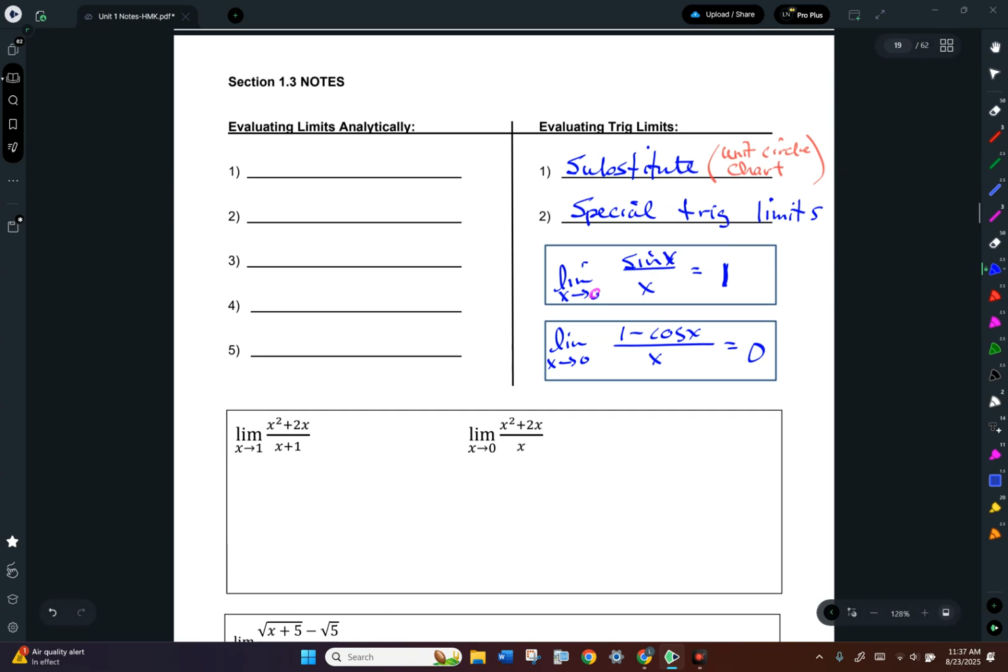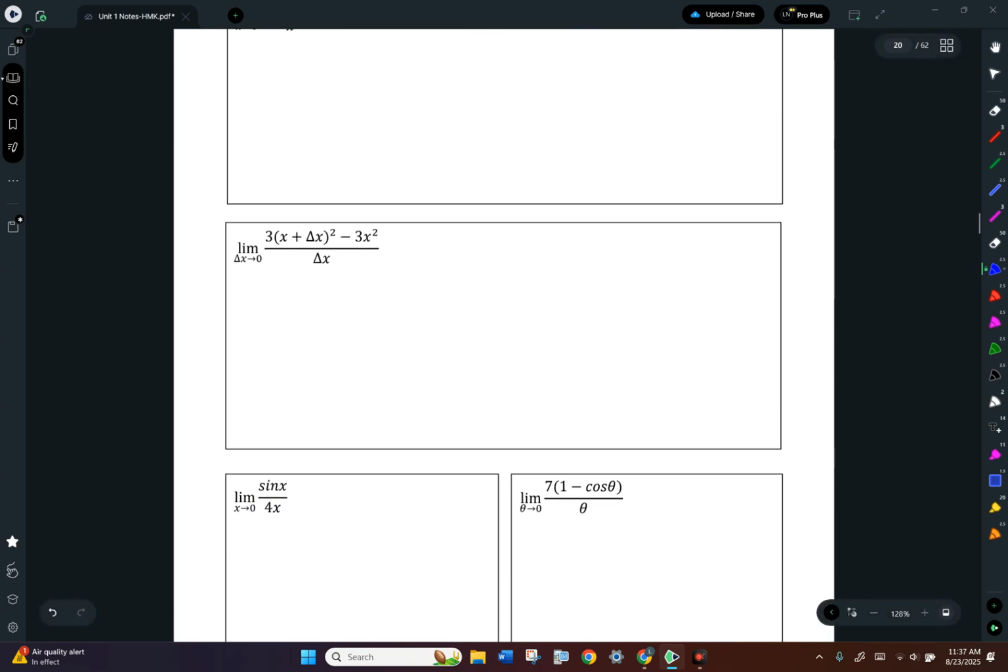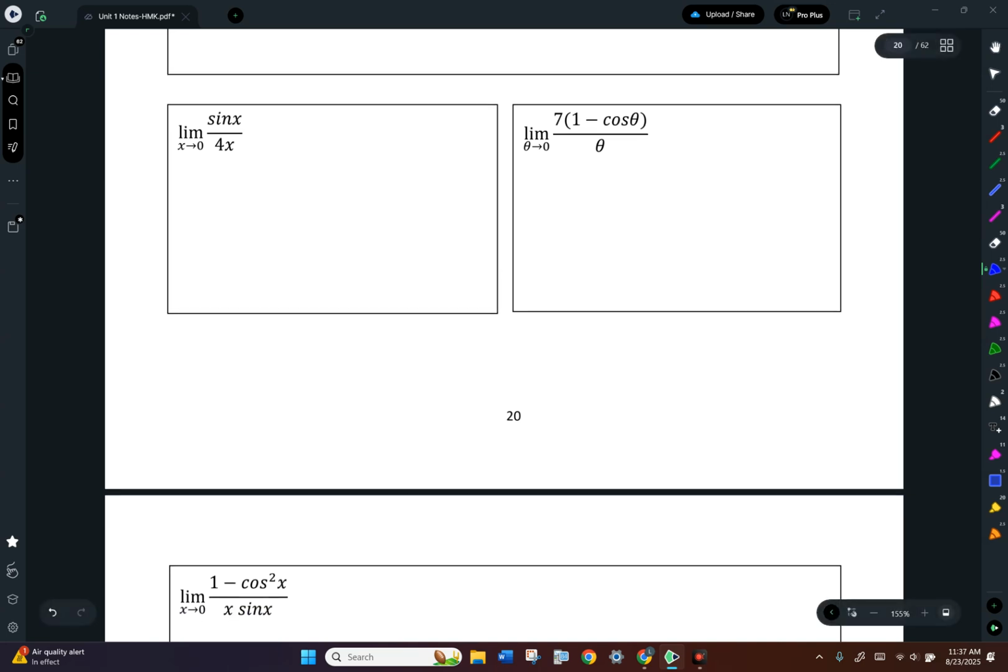Okay, so let's see how we can apply both of those. We've already done those top examples in the previous video, so let's go down to the bottom of page 20. When I first look at this, it's not exactly that first special trig limit because of that 4. But I can think of this as 1/4 times sine x over x. Now when I apply the limit to this part, it equals 1, and the limit of any constant is just that constant. So this comes out to be 1/4.